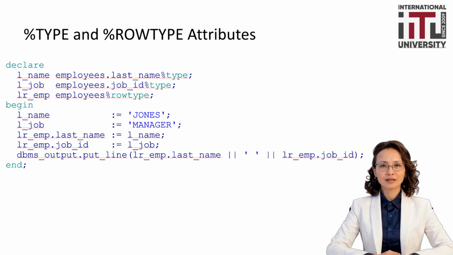The %rowtype attribute works differently. It allows you to declare a variable that represents an entire row of a table. Here, remp contains all the fields from the employees table. Then we assign values to the variables and store them inside remp. Finally, we output the result using DBMS_OUTPUT. And that's how %type and %rowtype help you write cleaner and more reliable PostgreSQL code.